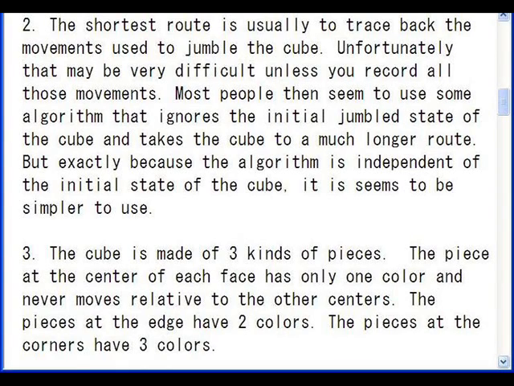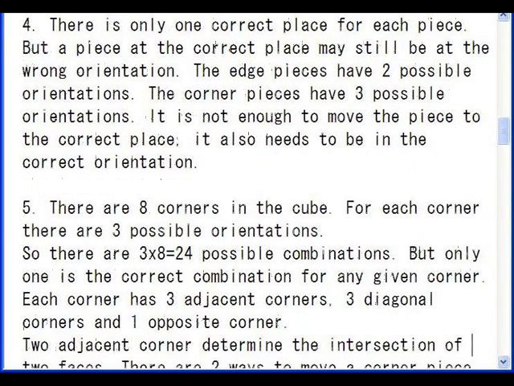The cube is made of 3 kinds of pieces. The piece at the center of each face has only one color and never moves relative to the other centers. The pieces at the edge have 2 colors. The pieces at the corners have 3 colors. There is only one correct place for each piece, but a piece at the correct place may still be at the wrong orientation. The edge pieces have 2 possible orientations. The corner pieces have 3 possible orientations. It's not enough to move the piece to the correct place. It also needs to be in the correct orientation.